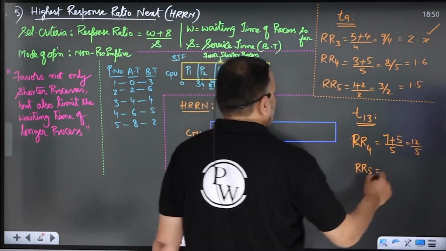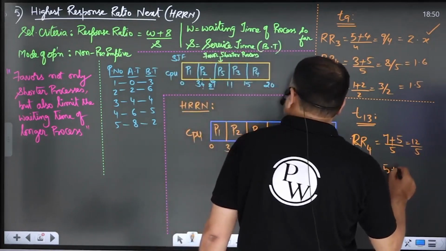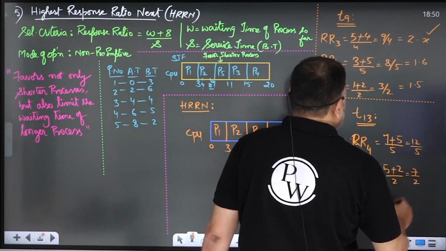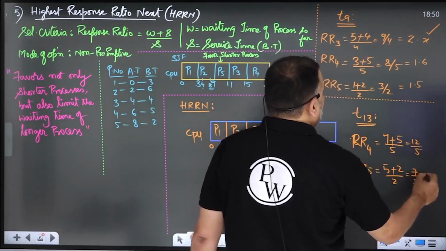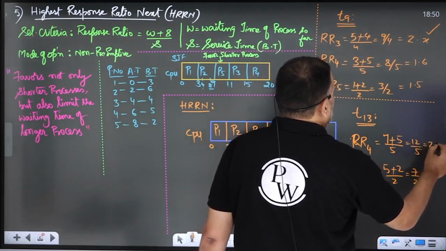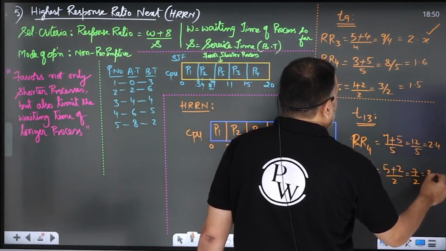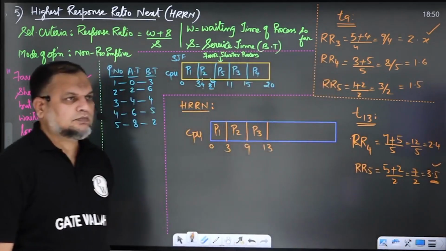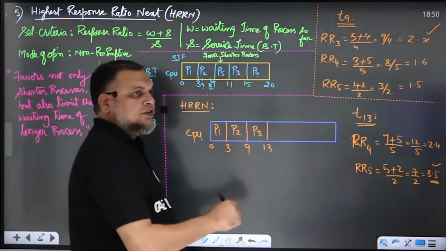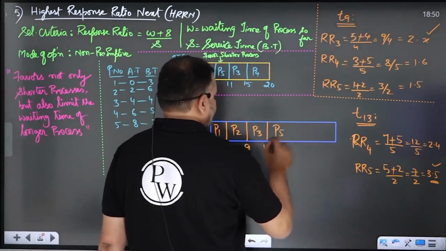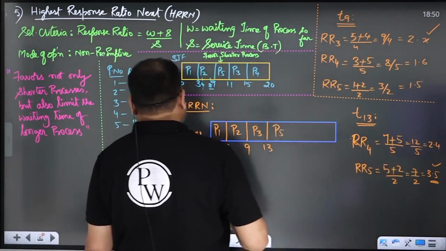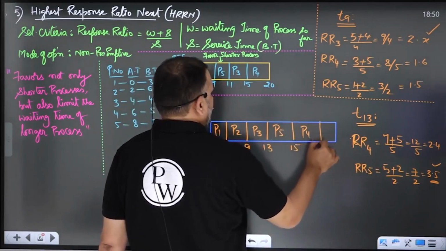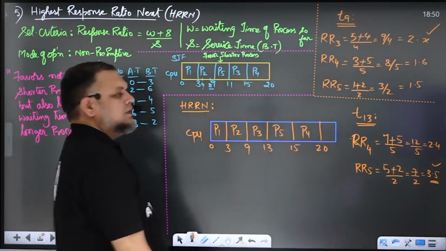Likewise, response ratio of process 5. It came at 8, current time 13, waited 5 units. 5 plus 2 by 2, 7 by 2. This is 12 by 5, and 7 by 2. 12 by 5 means 5 2s are 10, 2.4. And 7 by 2 is 3.5. So the response ratio of process 5 is higher. So now process 5 is going to run, because it is a shorter process that waited a long time, finishing at 15. And lastly, P4 is the only pending process, completing at time 20.